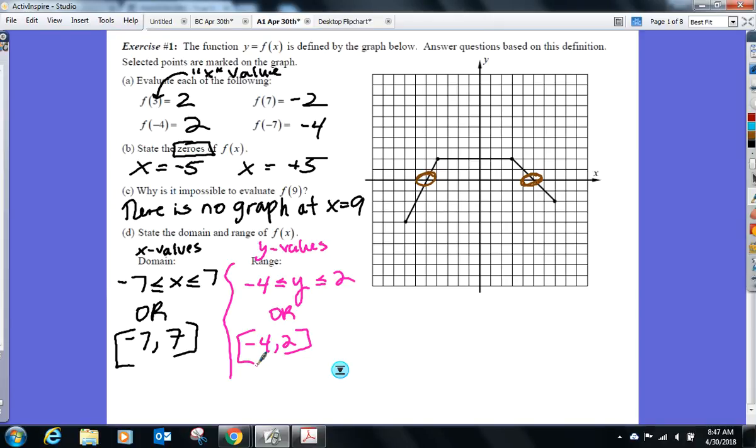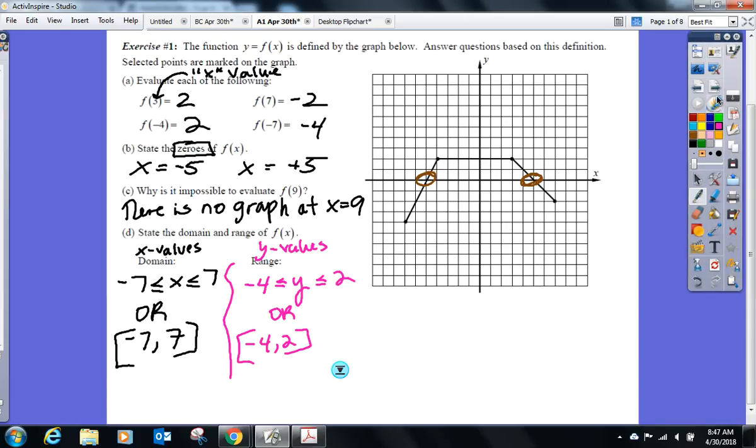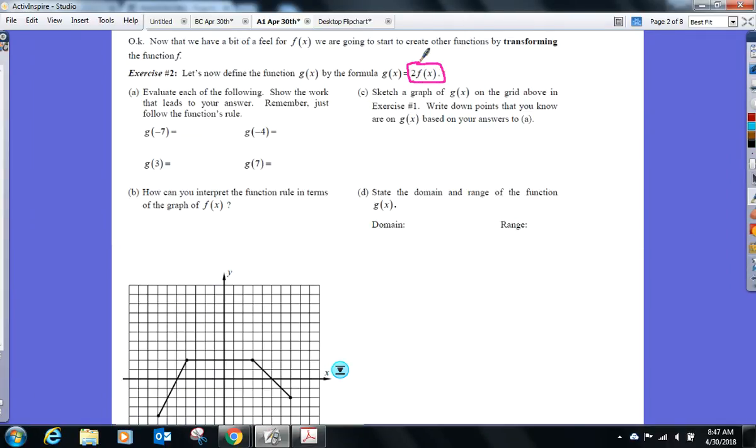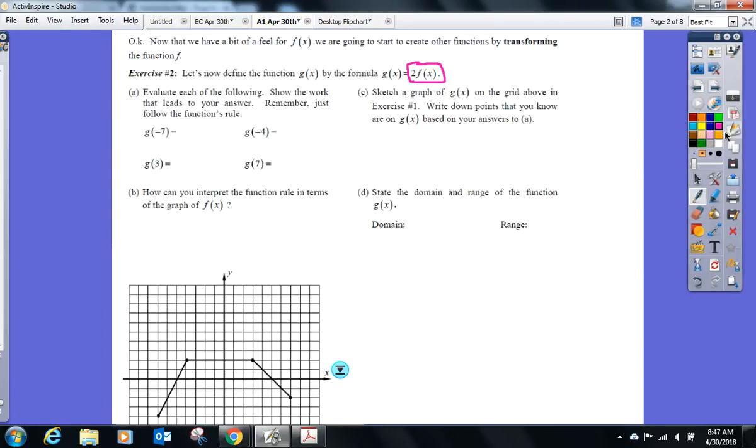All right, you ready? Okay, now let's start stretching and compressing this sucker. New graph, g of x, and here's how I'm going to get g of x: 2 times f of x. Let's start with f of x.